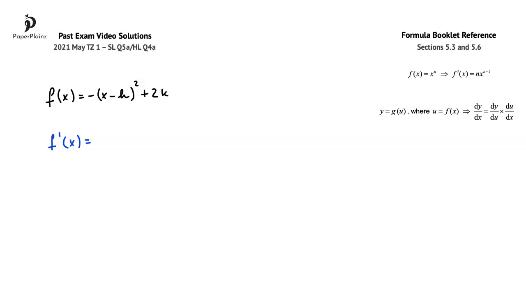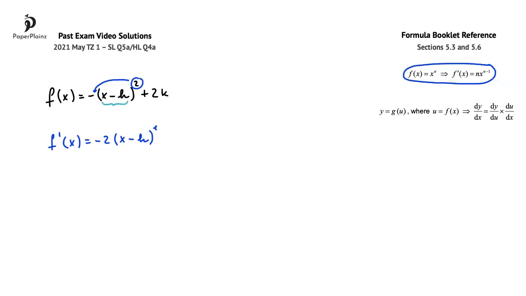The first rule that we'll use is for the derivative of x to the power of n from section 5.3 of the formula booklet. We are using this rule because (x - h) is to the power of 2. As you can see, this rule tells us that the power comes down in front of (x - h), so for the derivative we can write -2 times (x - h). The rule also shows us that the power is reduced by 1, so we get (x - h) to the power of 1.